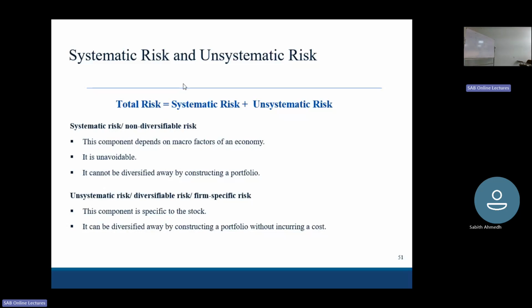Unsystematic risk is the component specific to the particular company, particular industry, particular stock. It can be diversified by constructing a portfolio without any cost. It is a free lunch, no cost. So you can diversify that part. Therefore, no need to provide any premium.